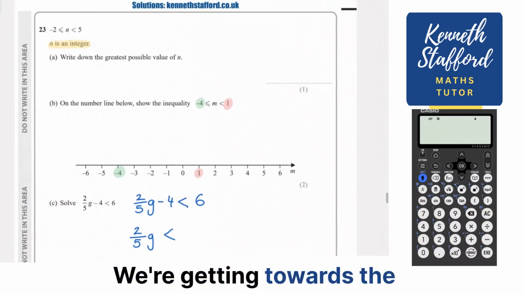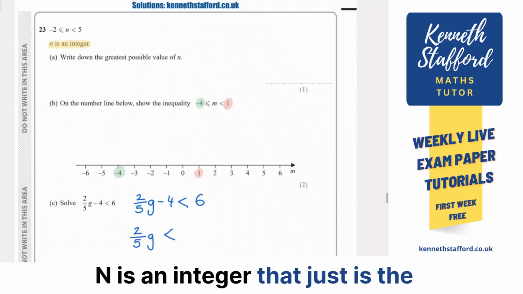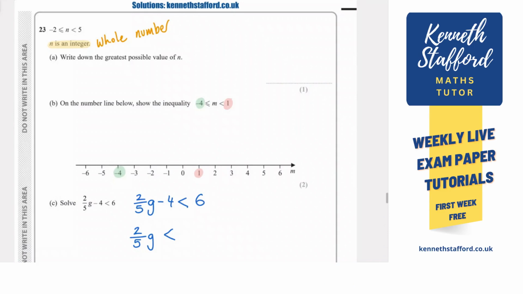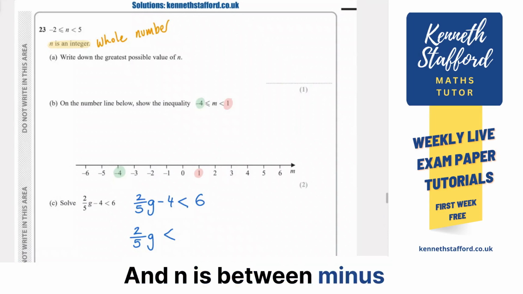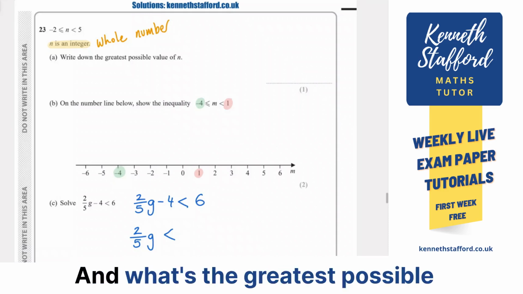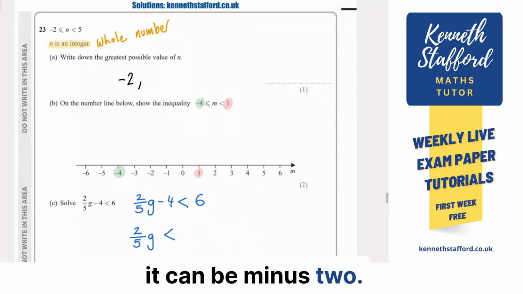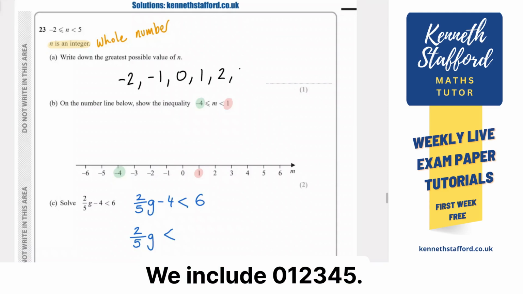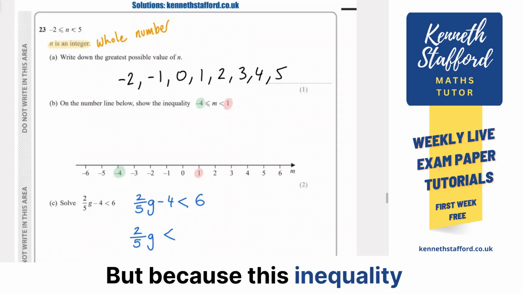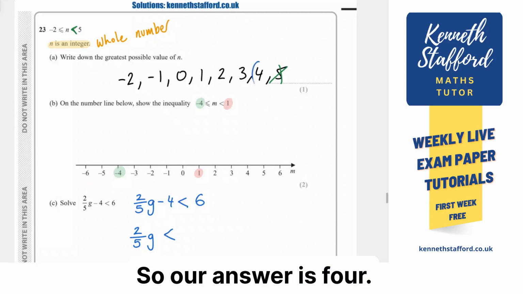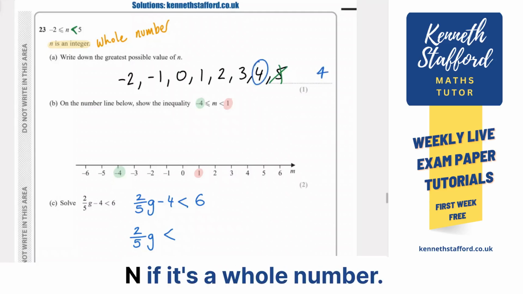Okay, question 23. We're getting towards the end of the paper here. N is an integer. That's just the maths name for whole number. And N is between -2 and 5. And what's the greatest possible value of N? Well, because it's an integer, it can be -2, it can be -1. We include 0, 1, 2, 3, 4, 5. But because this inequality symbol is less than, it doesn't include 5. So our answer is 4. 4 is the greatest possible value of N if it's a whole number.